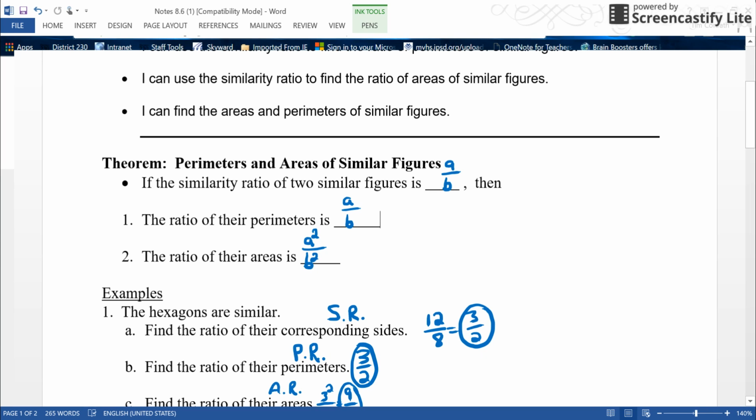Okay, these are the notes for 8.6. So we're working on those notes. We're going to talk about area, perimeter and area.